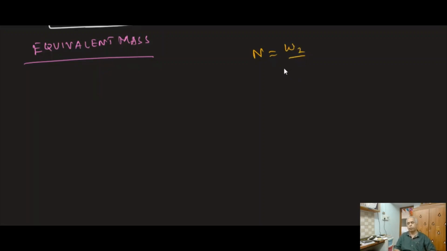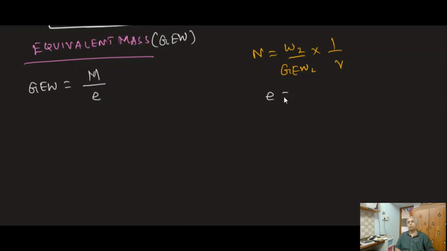So let us find out what is normality and what is equivalent mass. We have just now discussed normality as W2 by gram equivalent weight into 1 by V, where V is the volume of the solution in liter. You can express gram equivalent weight as GEW, and for the solute, GEW2. GEW is nothing but molar mass divided by valency factor. So we should know something about this valency factor.